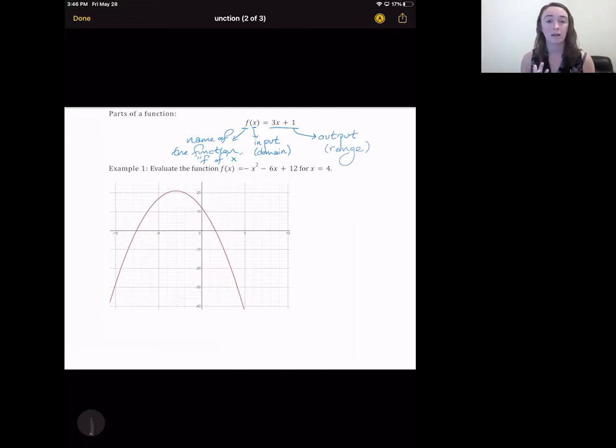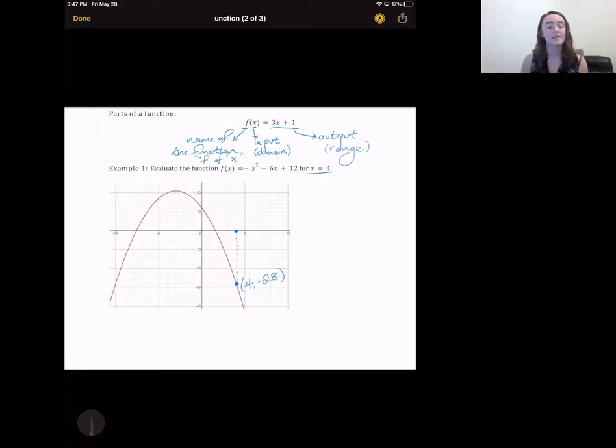And so one way that we could evaluate this function is by doing it graphically. We can go to the input x equals 4. So I go to the input x equals 4 and then see what the output would be. And in this case, it looks to be a little bit more than negative 30. Okay, so that's one way. Maybe that's negative 28.